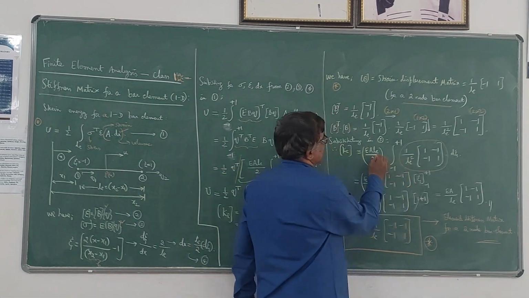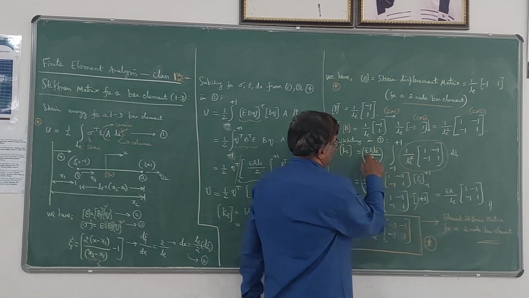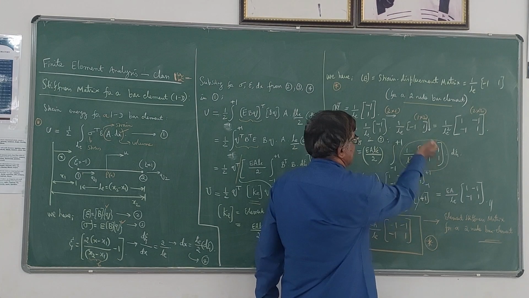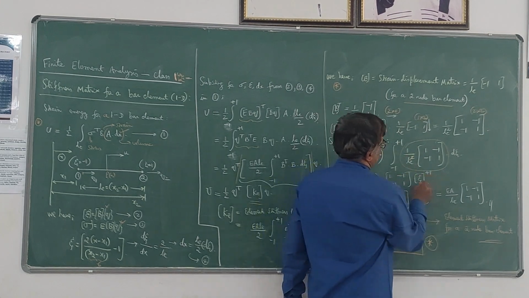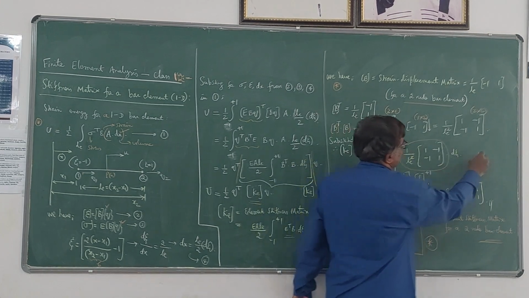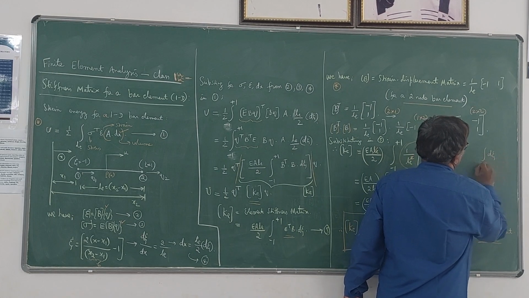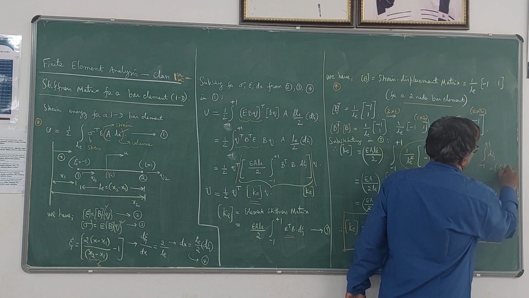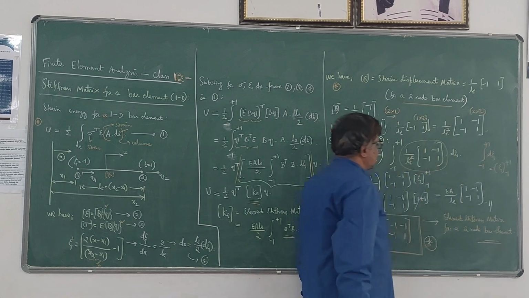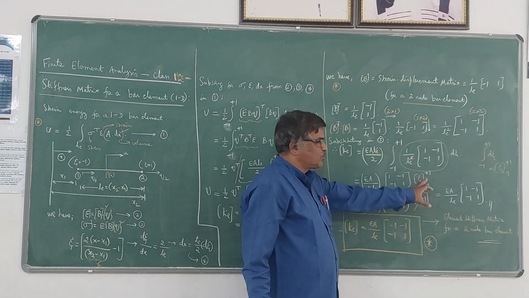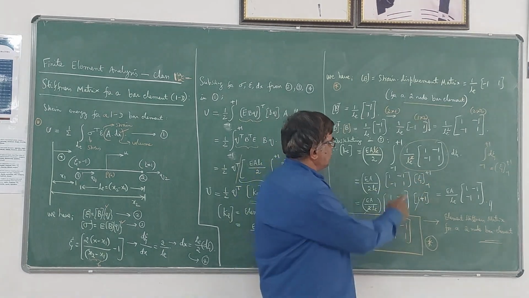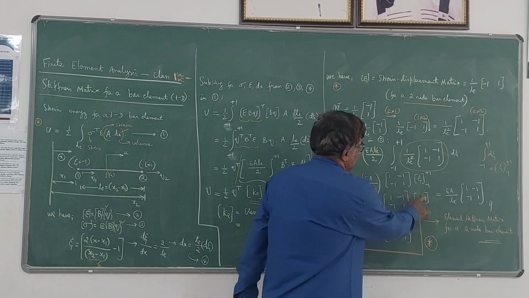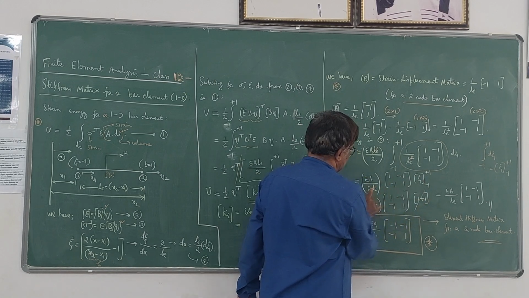So LE square gets cancelled with the LE here. So you will be left with EA by 2 LE into [1 -1; -1 1], which you can take outside. Only the integral of d zeta remains. So this integral d zeta between the limits -1 to 1 is zeta itself between the limits -1 to +1. That's what I have written here. Then if you substitute the upper limit and lower limit, it becomes 1 minus of -1, which becomes 1 plus 1. So that 1 plus 1 is 2 here. That 2 cancels with this 2.